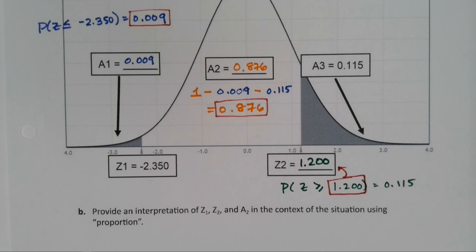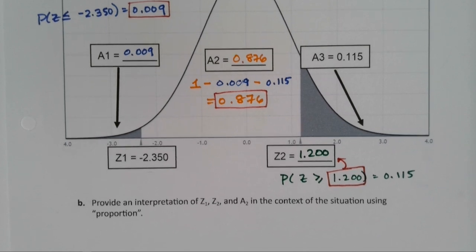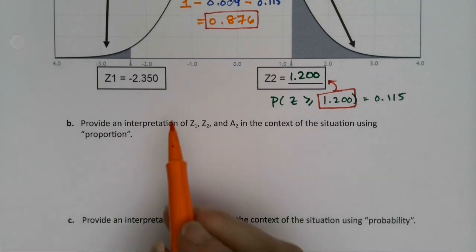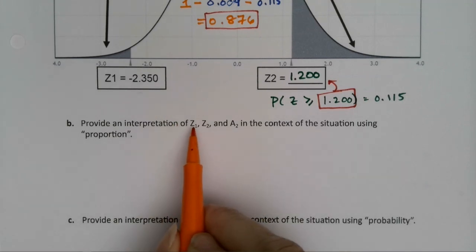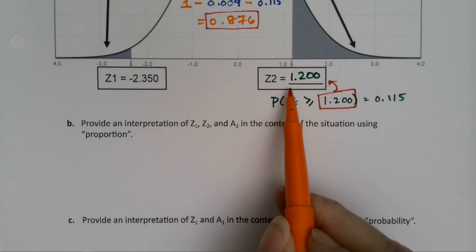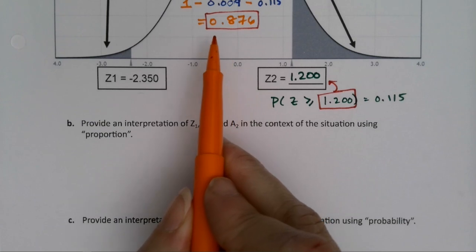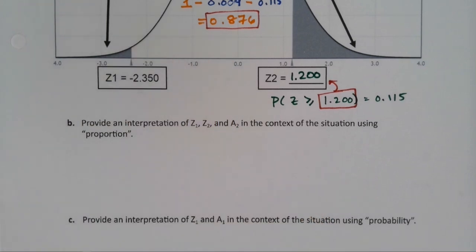All right, so now we have to interpret. When you do these interpretation problems, you want to pay close attention to what you're being asked to interpret, because that will affect the words you're going to use. So down here in the middle piece, we're asked to provide an interpretation of Z1, which is the left one, Z2, which is the right one, and the area in between them. And that's key, the area in between.